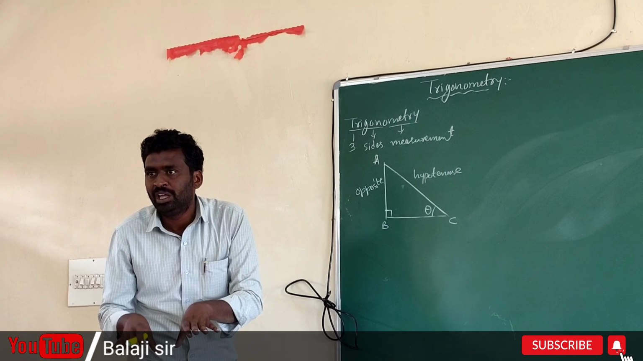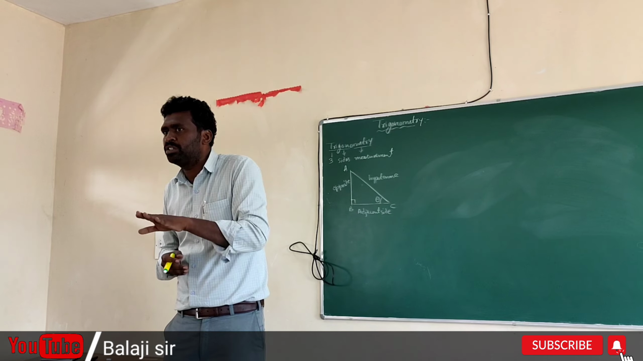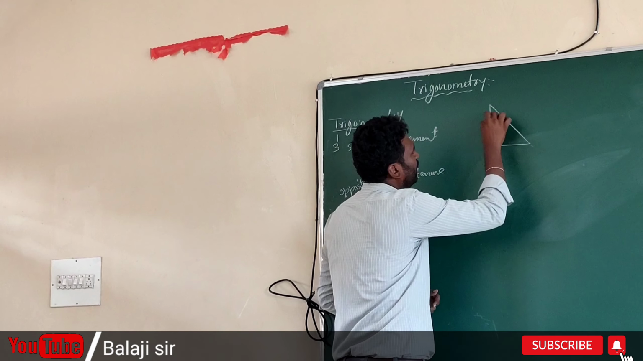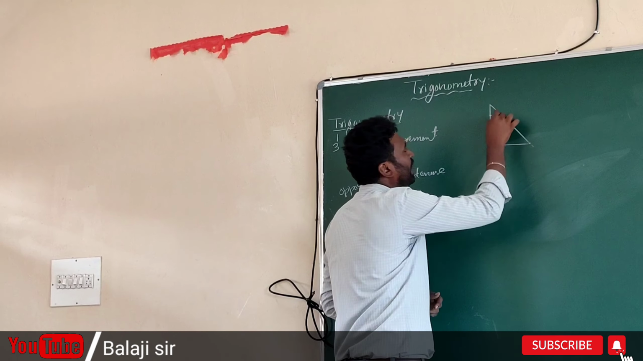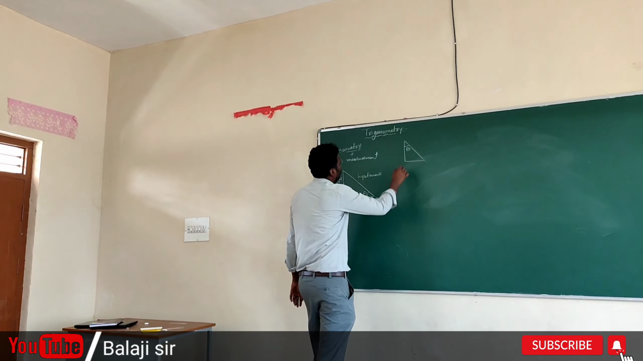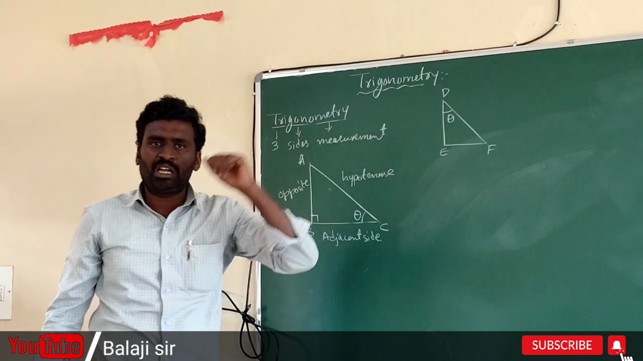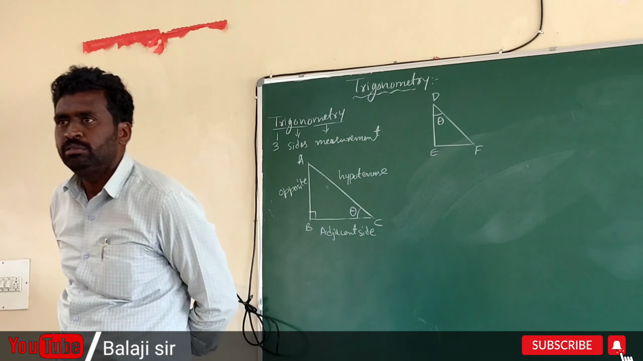Students will have a doubt that the perpendicular is always the opposite, right? That is not always the opposite. With respect to theta it changes. I am going to show you another case. Suppose you have a theta here at the vertex. I have not asked the questions now. If I give the names as D, E and F, the students will say that D is the opposite. Is it right? No, sir. Why is it wrong?